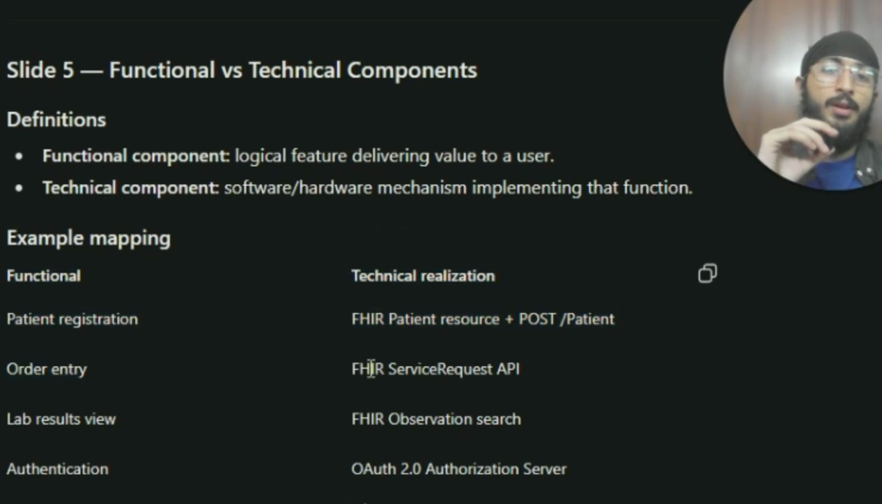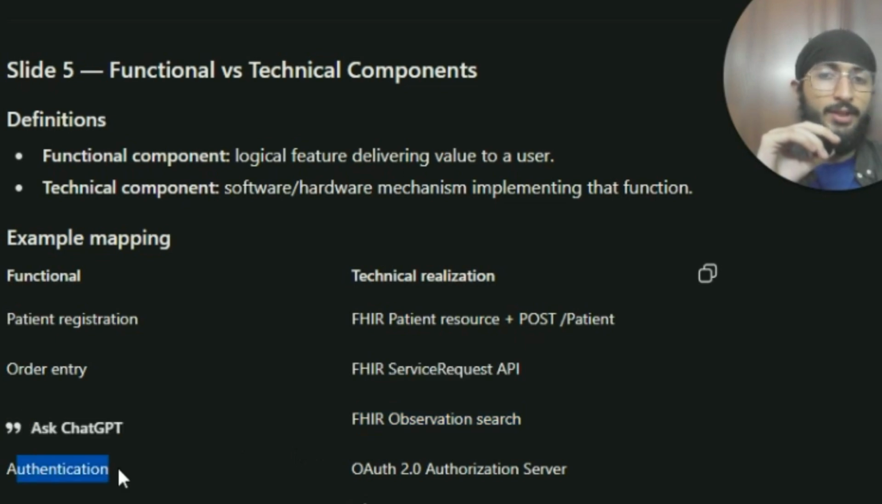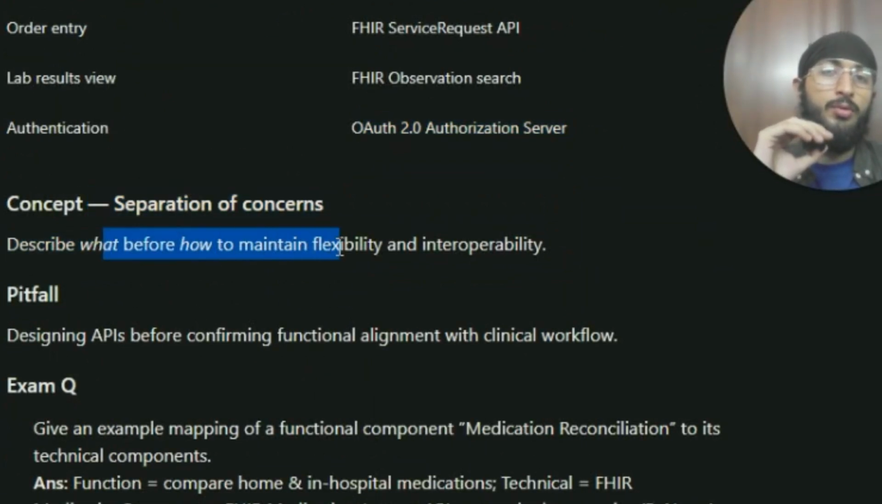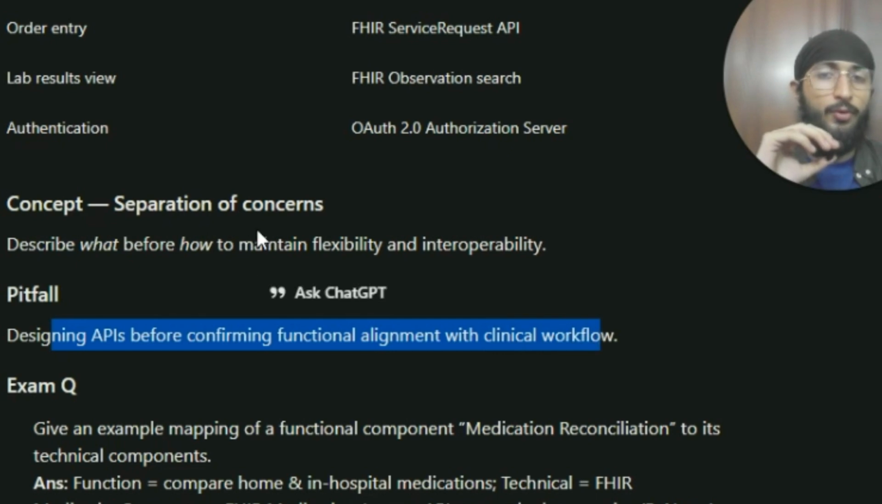Then order entry, FHIR service request API. Then lab results view, FHIR observation search. Authentication, which is functional, and technical realization is OAuth 2.0 authorization server. Now, what is the concept? Separation of concerns. Describe what before how to maintain the flexibility and interoperability. Pitfall is designing APIs before confirming functional alignment with clinical workflow.